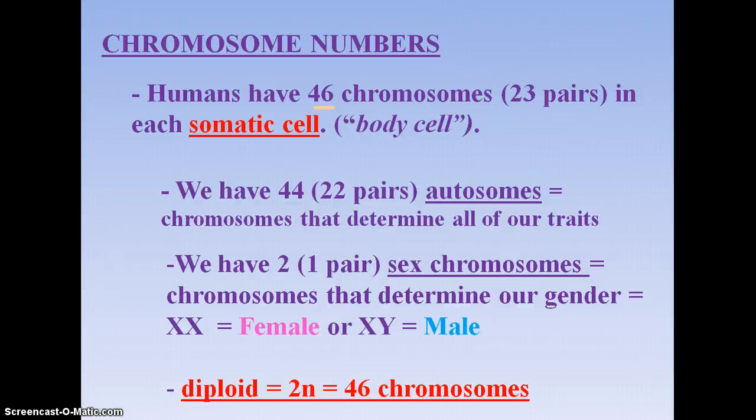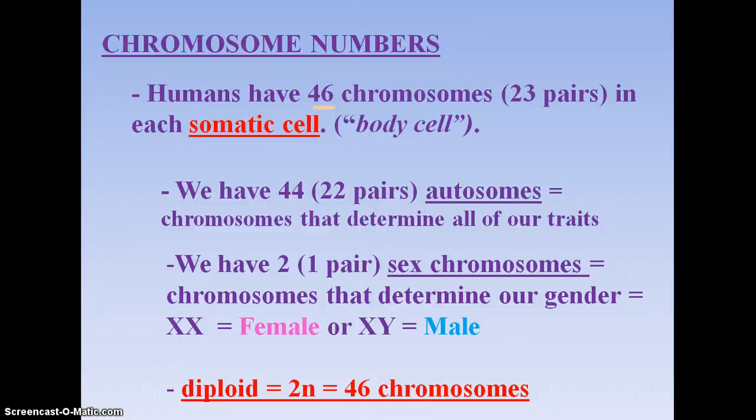So our hair color, eye color, how tall we're going to be, what diseases we're going to develop. Those first 44 chromosomes, we call those autosomes. The last 2 chromosomes are sex chromosomes. And we have 2 different types in the human race. We have the X chromosome and we have the Y chromosome.